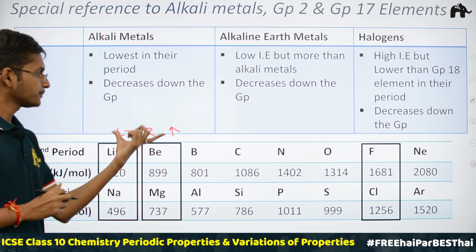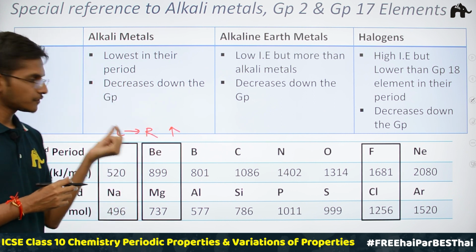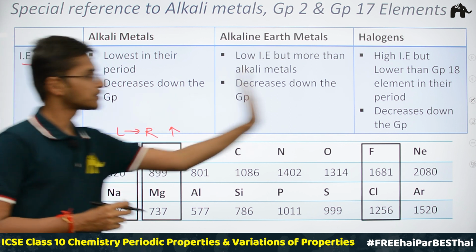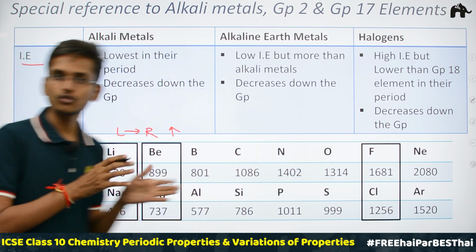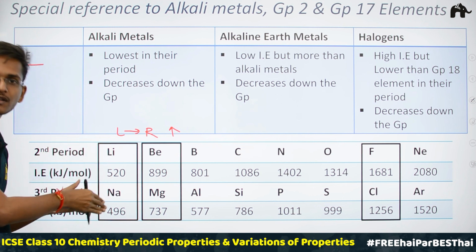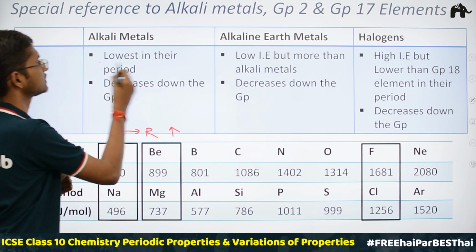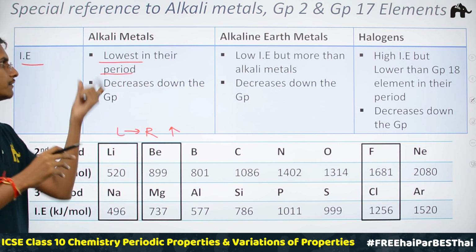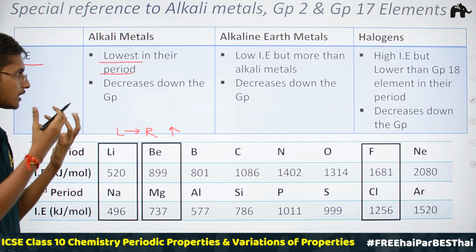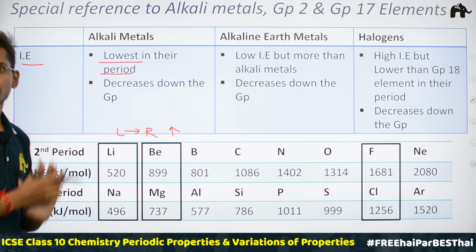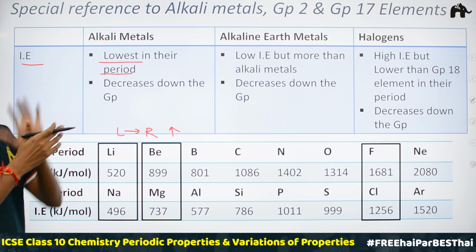So see here, now if it is increasing from left to right, on the extreme left it would be the least, and on the extreme right it would be the highest. So on the extreme left, which elements are present? Alkali metals. So they would have the least ionization energies. Correct? Yes, they have the lowest ionization energies in their period. We learned the way in which we have to remember the property, or we can reach up to the property itself.